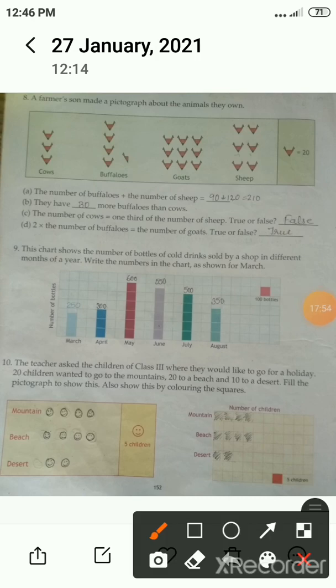Next is question number 9. This chart shows the number of bottles of cold drinks sold by a shop in different months of a year. Write the numbers in the chart as shown for March. And you can see here 1 square means 100 bottles. In March you can see 1, 2 are full boxes and 1 is half, so it is 250. Now in April 3 boxes are given, it means it is 300.